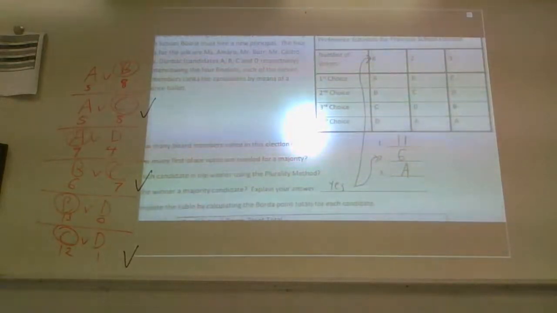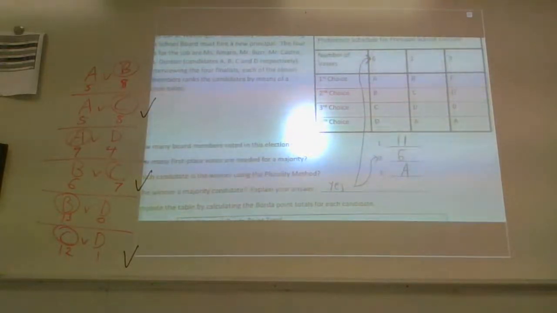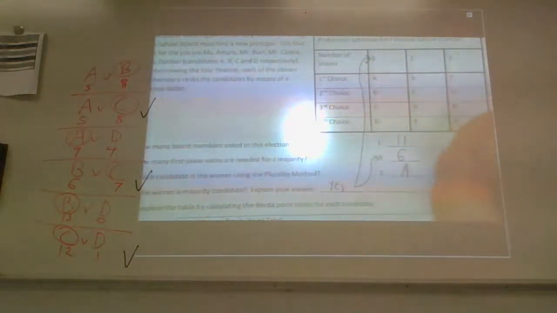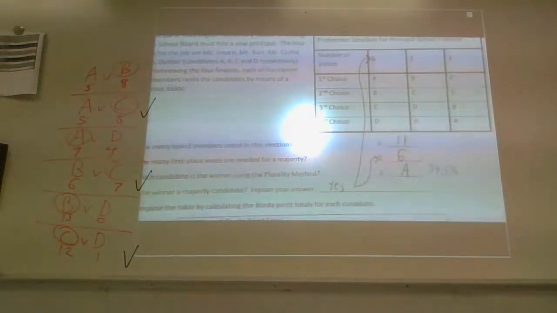But this table is set up in such a way where something interesting is about to happen. Something very interesting is about to happen. Yes, candidate A, Amaro. Amaro got a majority of first place votes, over 50% of that vote. In fact, I'm just going to do a little quick division right here. There we go. Amaro received 54.5% of the vote. Over 50% of that school board voted for Amaro.